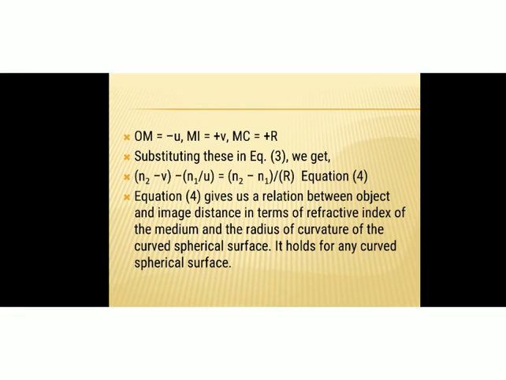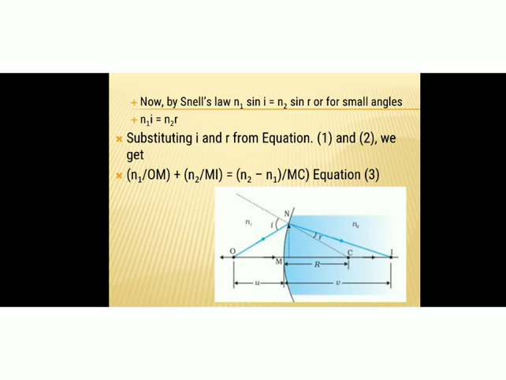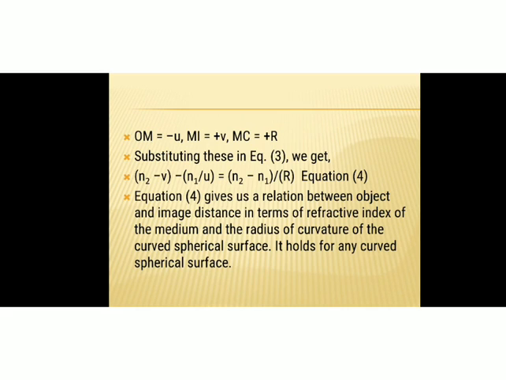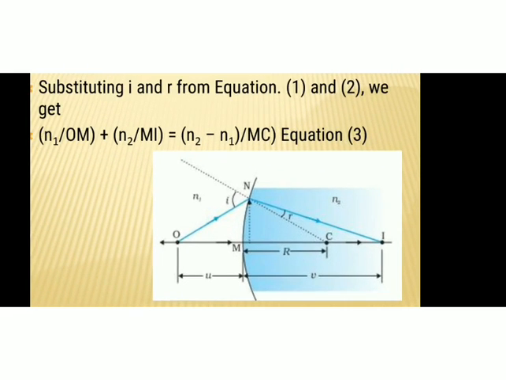Now from the figure you will get OM is minus u, isn't it? What is OM? This is OM, and OM is u, and after applying sign convention it is minus u because u is always taken as negative. Similarly, what is MI? MI is this distance v. MI is equal to v and it is positive. MC, what is MC? MC is this distance, and it is the radius of curvature R. Again it is taken as positive. So substitute the expressions for OM, MI, MC in equation 3. Which is our equation 3? This is our equation 3.